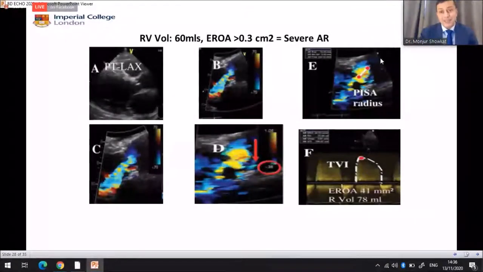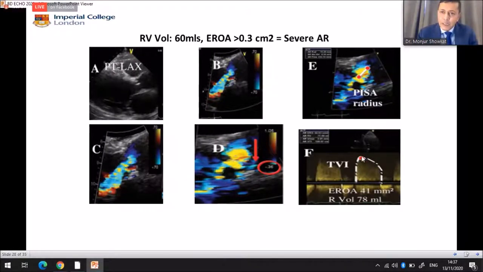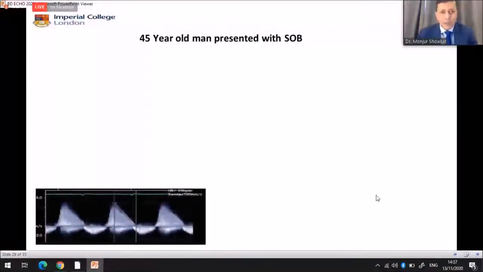So this is PISA. We routinely do PISA for all our patients. What you need to do with PISA, you see the jet coming through, and you are measuring the jet there, and you can see the PISA radius. You measure that, and the machine will calculate the regurgitation orifice area, and this is how you get information about that.